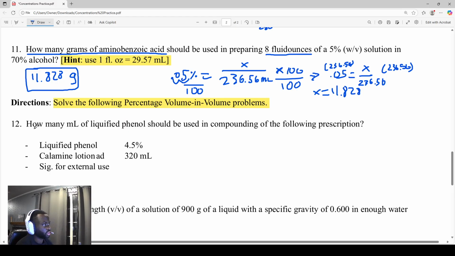So our question is asking us how many milliliters of liquid phenol should be used in compounding of the following prescription. So it's got a 4.5% strength, and the overall lotion has 320 milliliters of the liquid. And we're looking for how much liquid phenol is in there. So that's going to be up here.